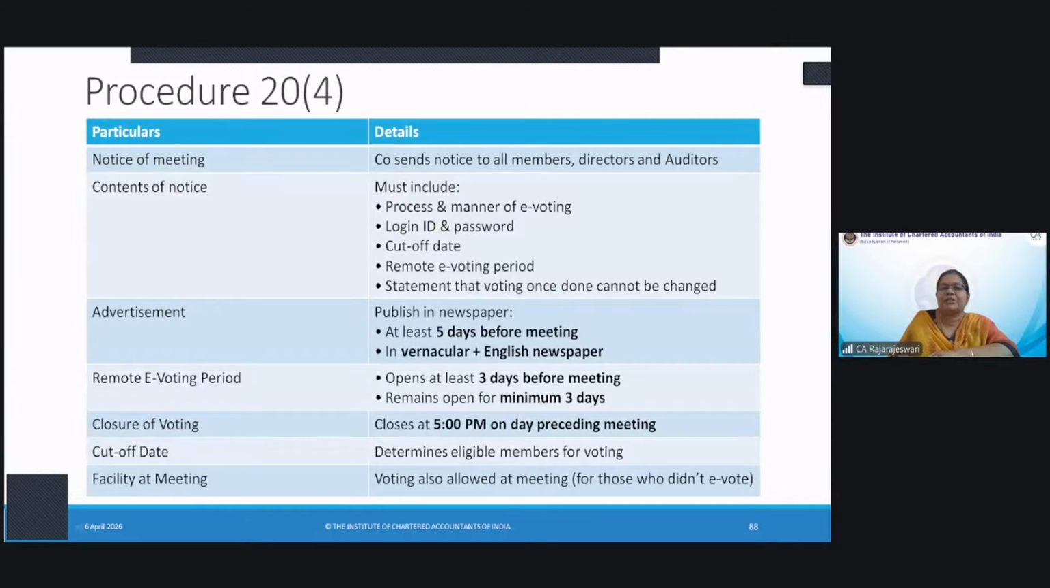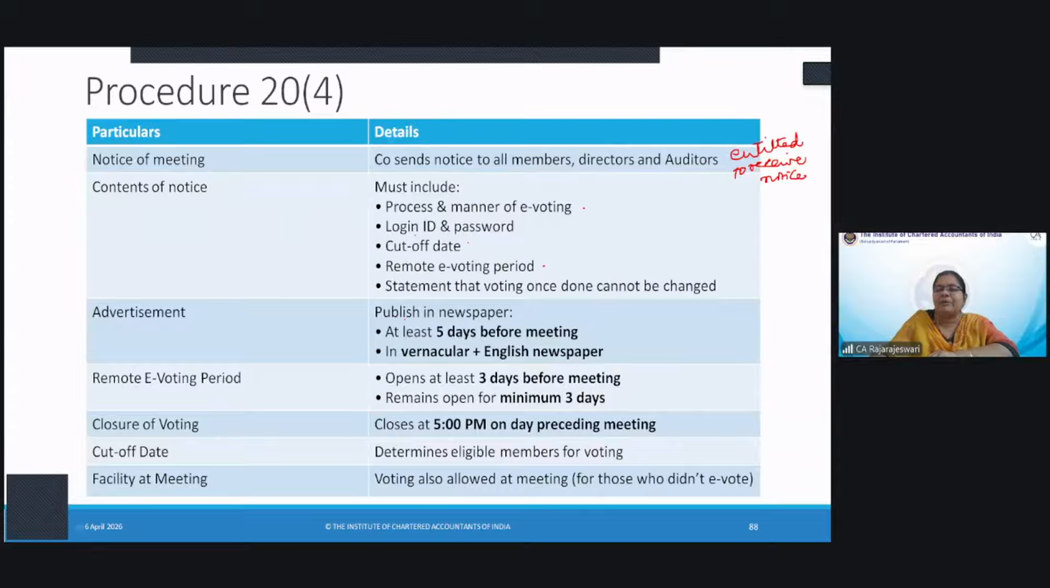Then, what is the procedure for that? Notice of the meeting. See, the notice should be sent to all members, directors, auditors. We know who are all the persons entitled to receive notice. So for them, you should send the notice. Then you should also specify the manner of e-voting, the login ID and password, the cut-off date, then the remote e-voting period. Once voting is done, you cannot change it. That also should be mentioned.